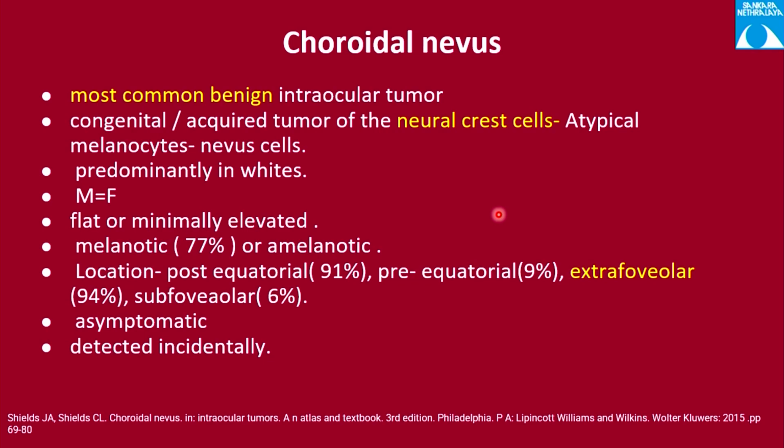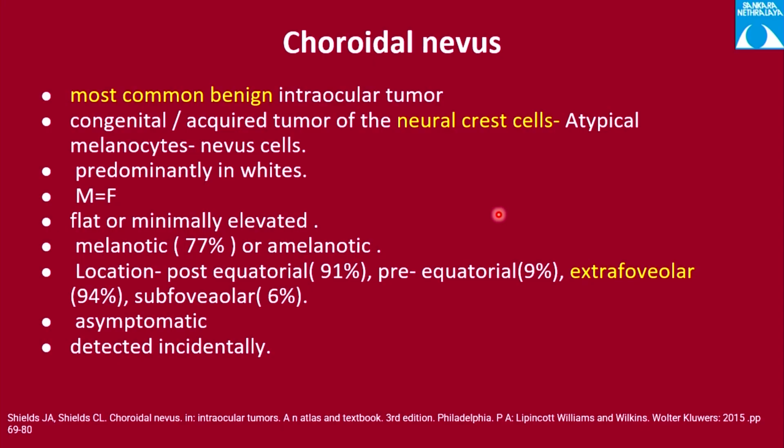Nevi are mostly benign intraocular tumors. They can be congenital or acquired. They arise from the neural crest cells. Predominantly seen in whites, and the male to female ratio is equal. They can be flat or elevated. Melanotic in 77% of cases. Location is extrafoveolar in around 94% of cases, followed by post-equatorial and pre-equatorial.